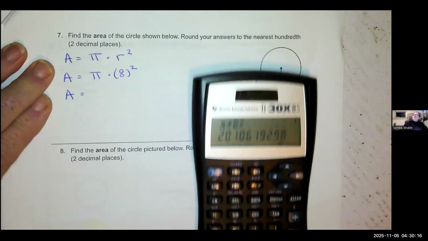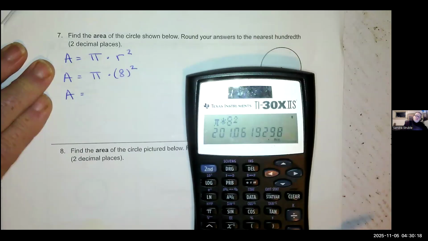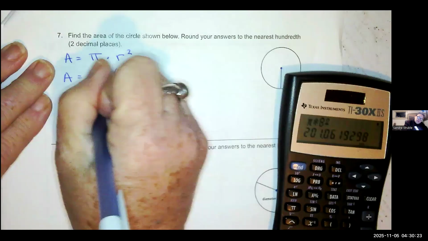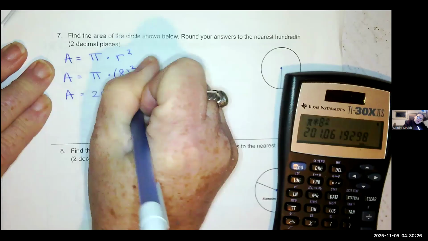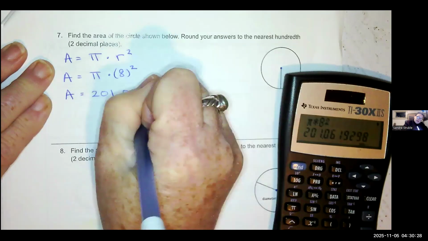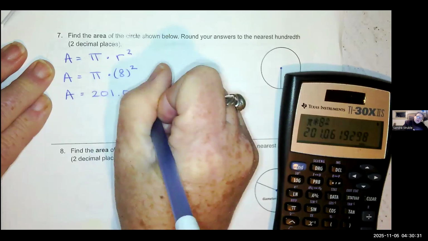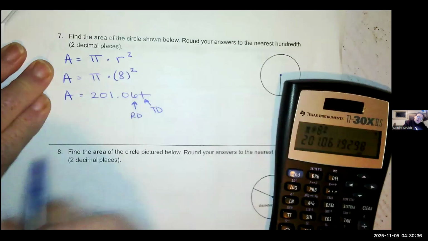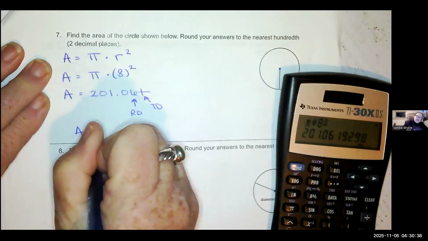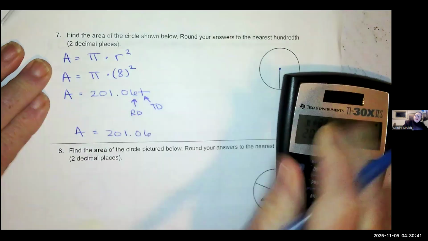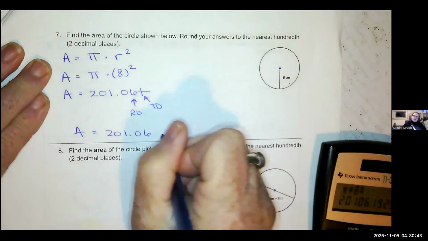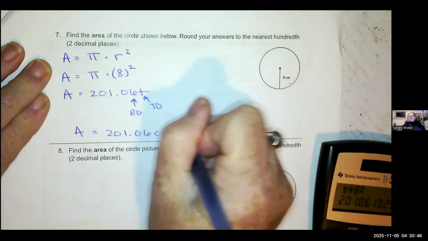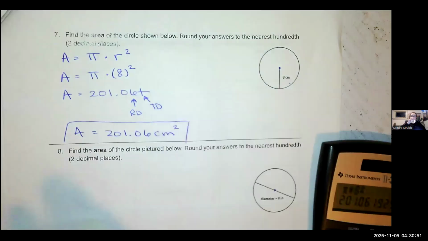So pause the video and do this part yourself. 201.061. Here's my rounding digit. 1 is my test digit. Because it's less than 5, I just leave the 6 alone. So my area is 201.06. Our unit is centimeters, but this is area, and area is always, always, always measured in squares. No matter what you're taking the area of, it is always measured in squares.